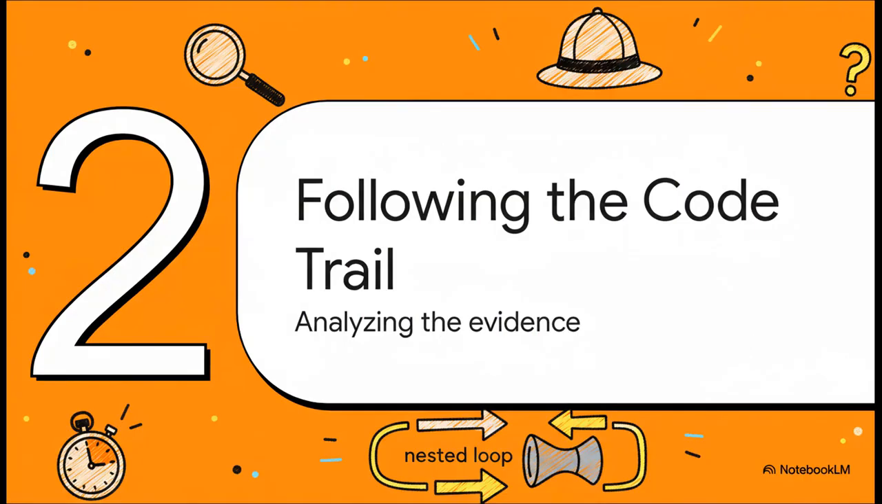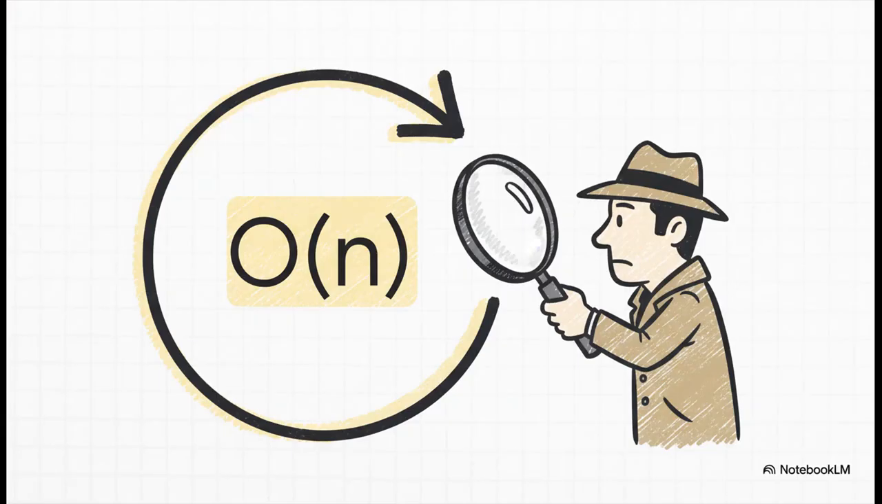Okay, so we've got our magnifying glass, and we know to be on the lookout for that dangerous O(n) squared pattern. It's time to examine the scene of the crime, the code itself. We're going to follow the trail, line by line, and hunt down those performance bottlenecks. Our investigation kicks off inside a function called slow method. Right away, we spot a loop. It runs n times, where n is just the input number. On its own, this gives us a complexity of O of n. So far, so good. Nothing too scary here.